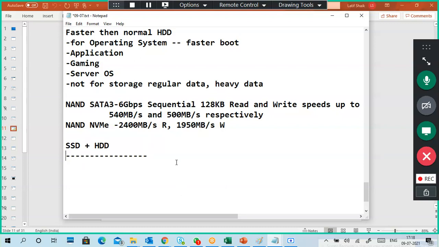I'm telling you directly. Some laptops, if you are purchasing, give an extra connector. If you want to add an extra hard disk, they will give you internal connections also now. So my suggestion is always use SSD plus hard disk. SSD for faster booting, faster application loading, gaming, and server operating system installation, and regular data or heavy data you can put in a hard disk. The cost difference is there, double the cost at least.